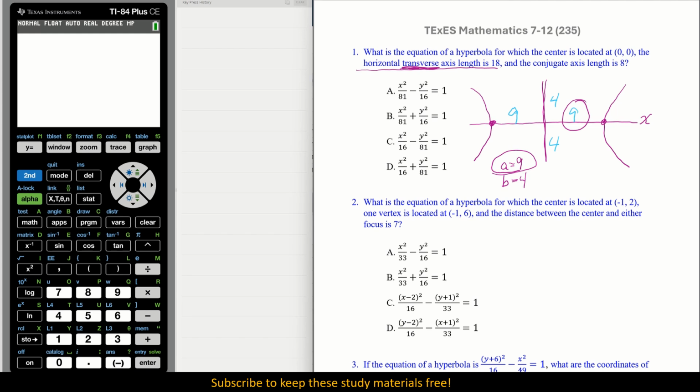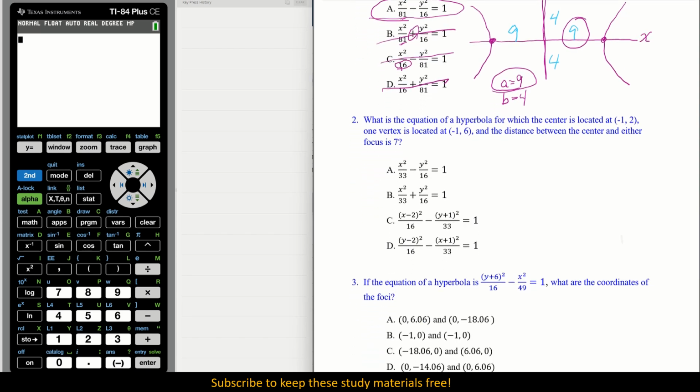Okay, so A works. You would think that B might be an option, but the plus right here tells me that's an ellipse, so B's out. That means D is not going to work. And I know C is not an option because I need 9 times 9, which is 81, to associate with my x squared. So that option is out. So A is my only option.